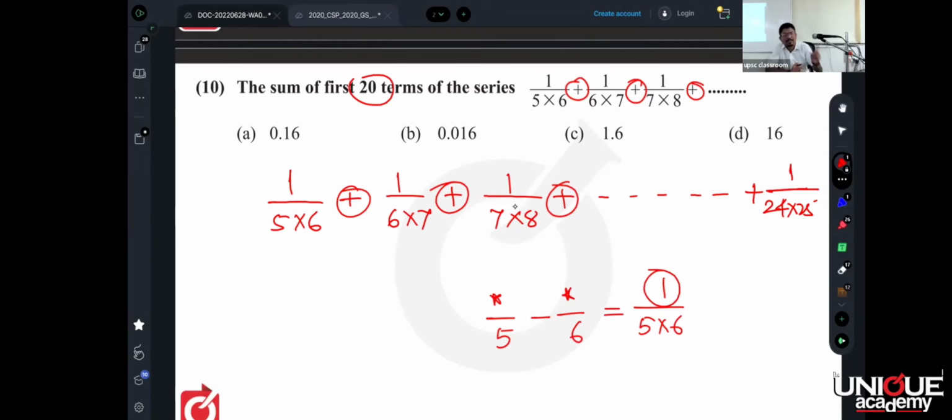By 1 only. So in other words, 1 upon 5 minus 1 upon 6 is 1 upon 5 into 6. Why? Because 6 ones are 6 minus 5 ones are 5. So 6 minus 5, that is 1 upon 5 into 6. Is it clear to all of you?